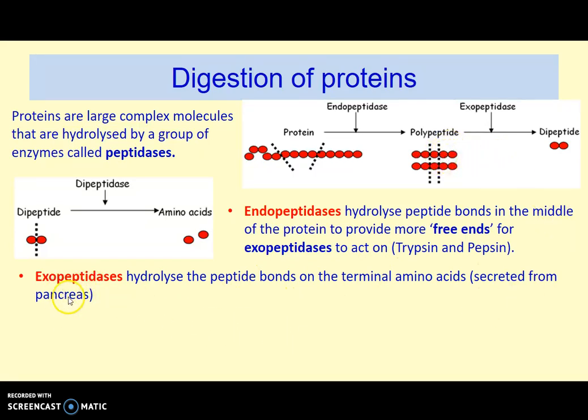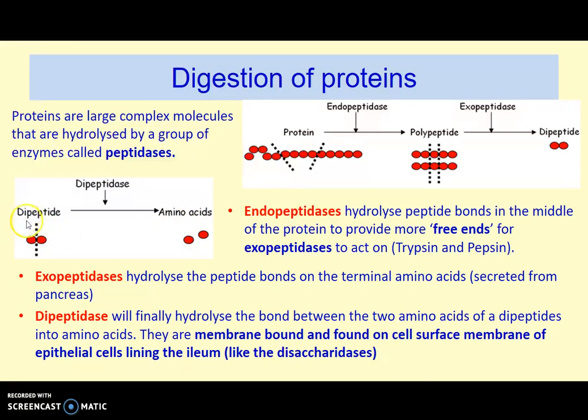These are secreted from the pancreas. Your endopeptidases are made either in the stomach or the pancreas. So we've got them made in two separate places. Okay. But then finally we have our dipeptidases that will hydrolyze a dipeptide into the constituent amino acids. And these, again, like the disaccharidases, are membrane bound. They're found in the ileum, and they will then form those enzyme substrate complexes on the epithelial cells. And that is the digestion of proteins.